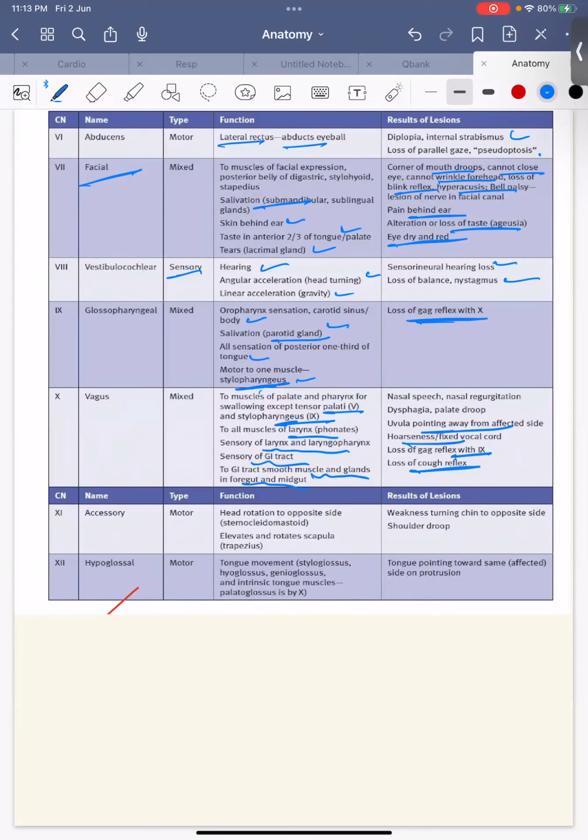Okay, head rotation, it will cause the head rotation to the opposite side using the sternocleidomastoid and trapezius, which will elevate and rotate the scapula. There will be weakness in turning the chin towards the opposite side, and it will cause a shoulder droop.